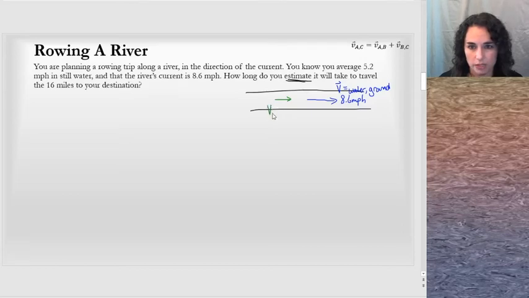So the velocity of you, right? I'm not going to put another object in here yet, okay? The velocity of you with respect to something is 5.2 miles per hour. Well, you may be getting a feel already that you're moving with the current. The current's going to help you move along. These two vectors are going to add together.